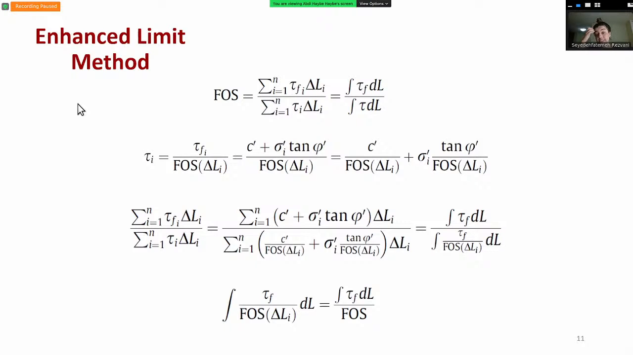Here you can see the calculation to find a factor of safety in the enhanced limit method. First, we use the computed stresses in finite element analysis to find the local factor of safety values, and then use these local factor of safety values to find the global factor of safety for the slope.